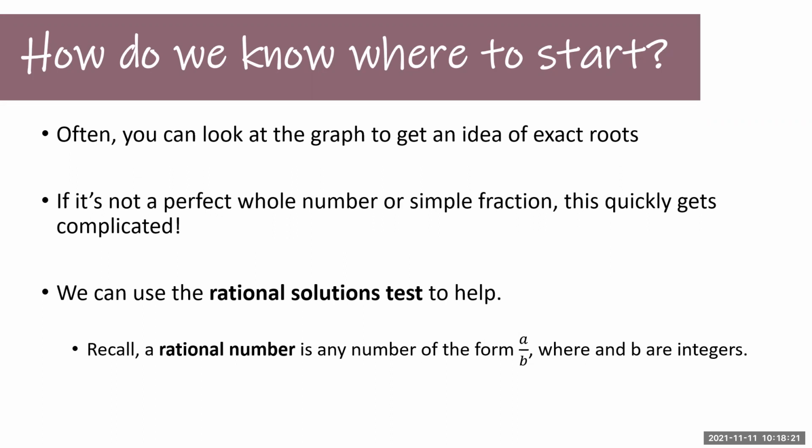To help us, if we don't have any other options, we can use something called the rational solutions test to help. So remember that a rational number is anything that can be written as a fraction, okay? A and B have to be integers, so we don't have square roots in them. We have integers.